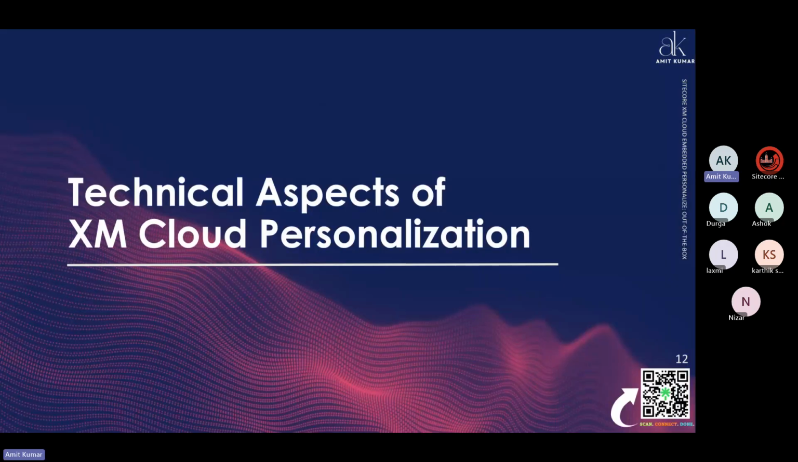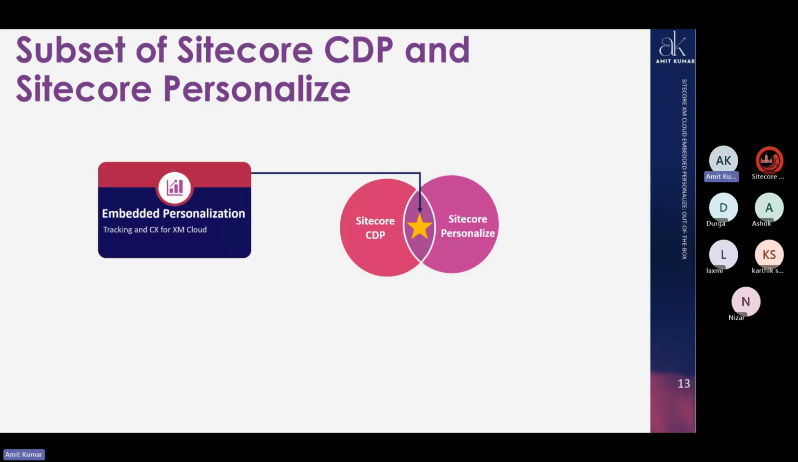So coming to the technical aspect, as you are seeing here, I have displayed the embedded personalization as a subset of the Sitecore CDP and Personalize. Why? Because you are getting the tracking from the CDP, which is not extensive tracking, and personalization from Sitecore Personalize, which is giving you a handful of personalization use cases which you can utilize to implement a simple and straightforward user journey. That's why we can treat it as a subset of Sitecore CDP and Personalize.